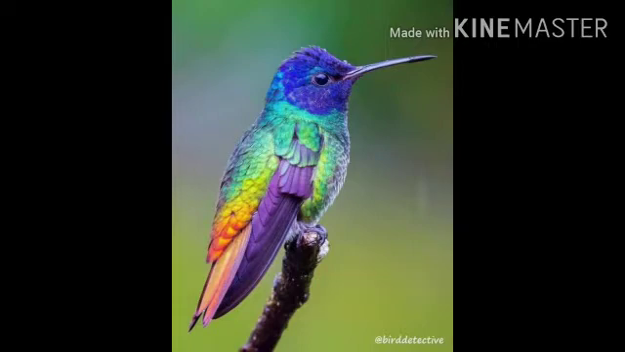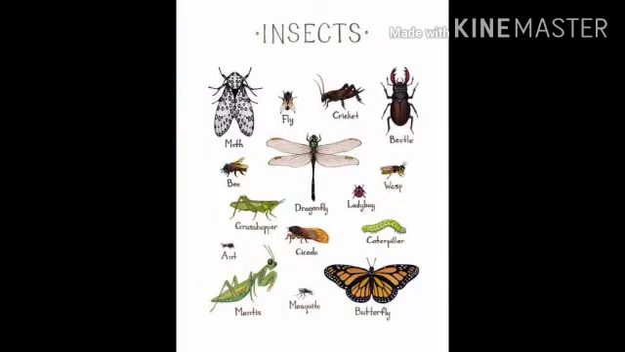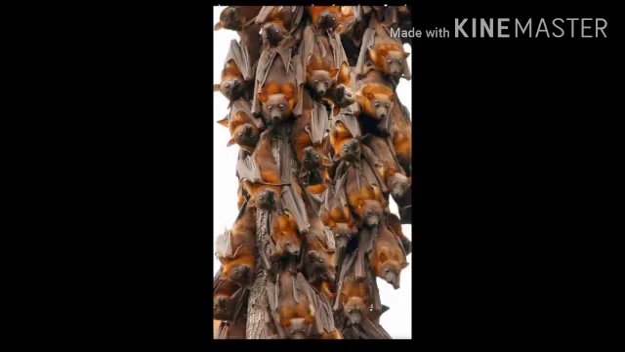You can see in front of you pictures of birds, insects, and one more picture of bats. All three of these animals have specific organs to fly, to adapt to flying. They have a light body, which is why they can easily fly in the sky.